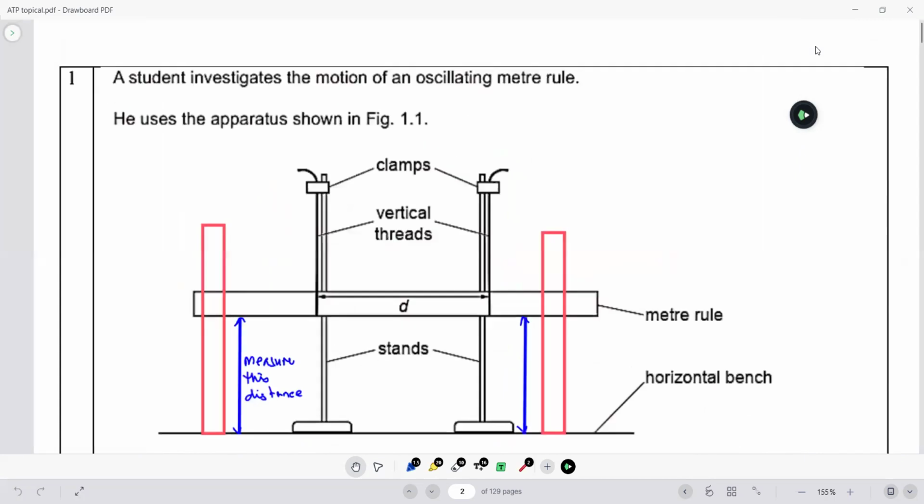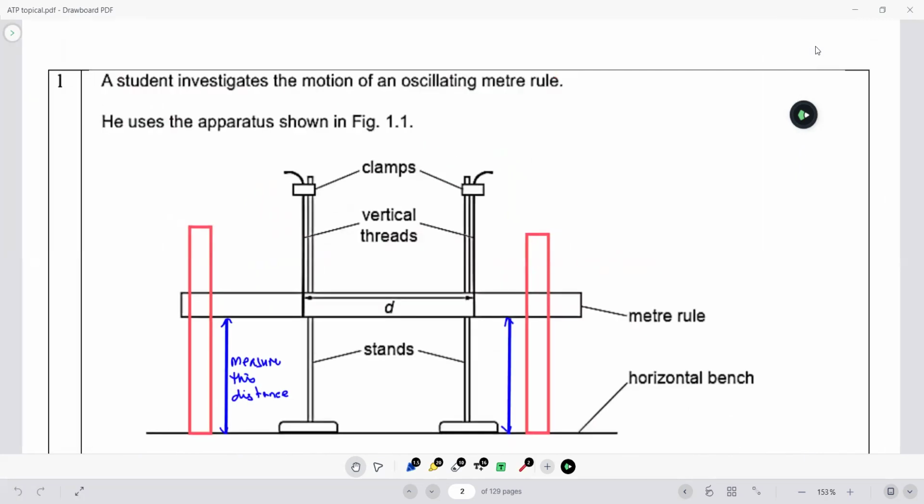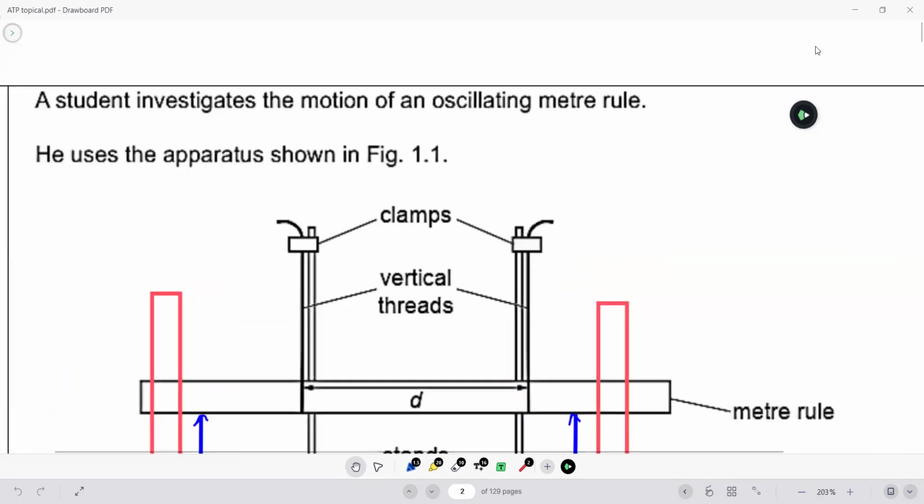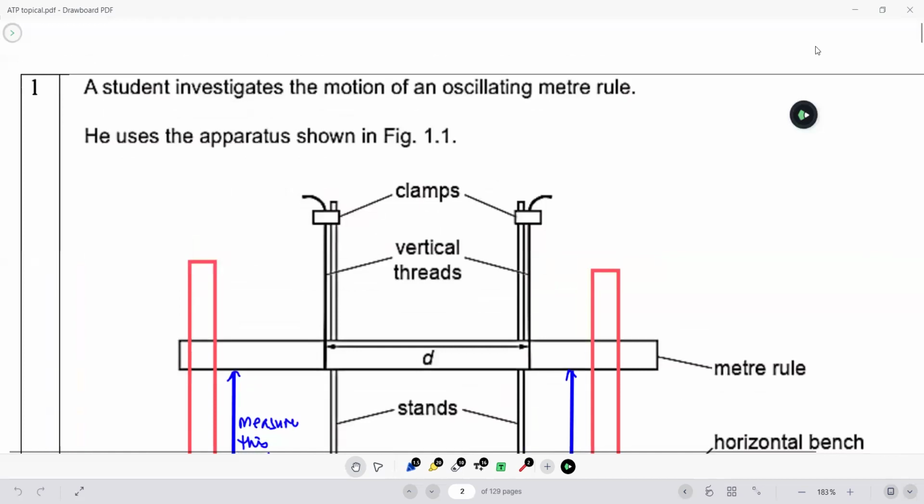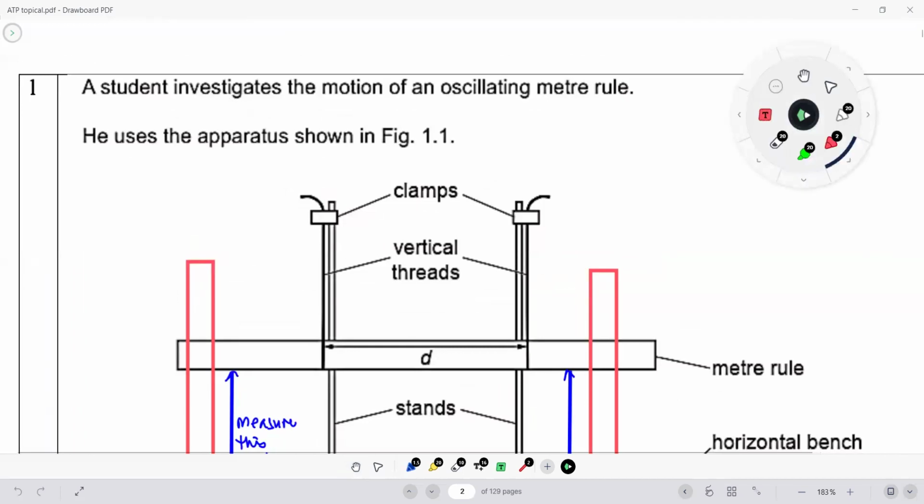It says to investigate the motion of an oscillating meter rule. I need all of you to take out your ATP past papers. This is question number one from the first chapter. Quickly. Okay, so a student investigates the motion of an oscillating meter rule. So by oscillating, it means it has to have a pivot. It's going to move. So it's going to be this way or this way, right?